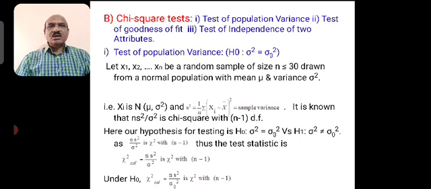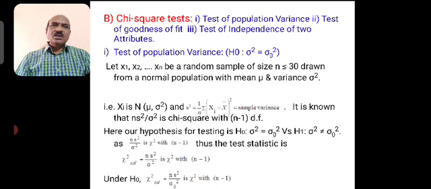One population is there whose mean is known and variance is unknown, so we have to test whether that variance is equal to sigma naught square or not. For testing this, we will take a sample of size n, that is, let x1, x2, ..., xn be a random sample of size n which is less than 30. It is a small sample drawn from a normal population with mean mu and variance sigma square.